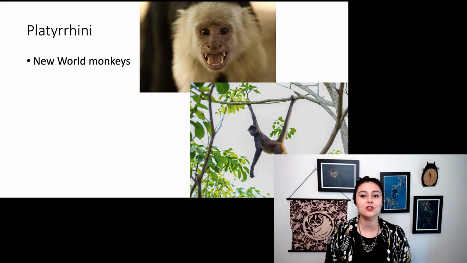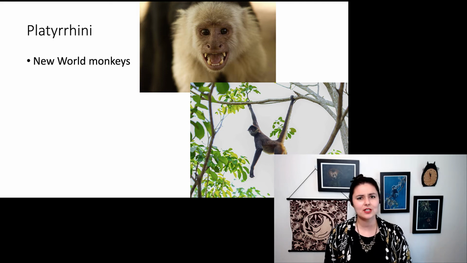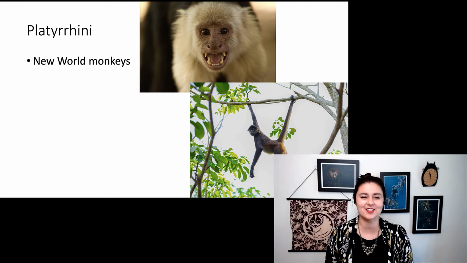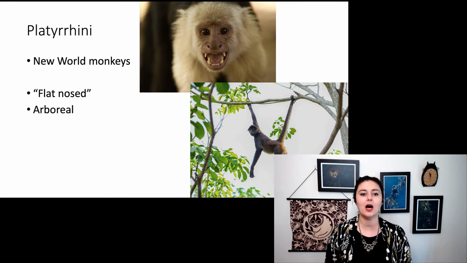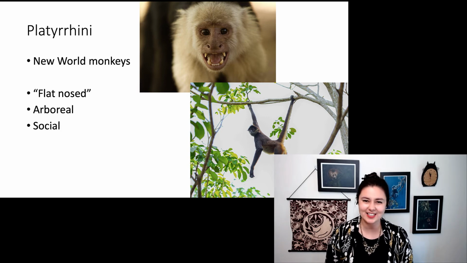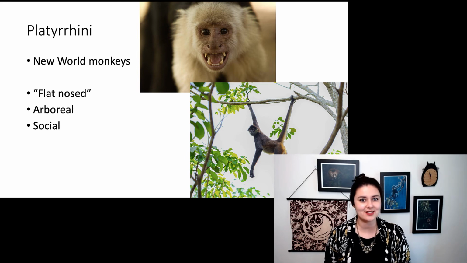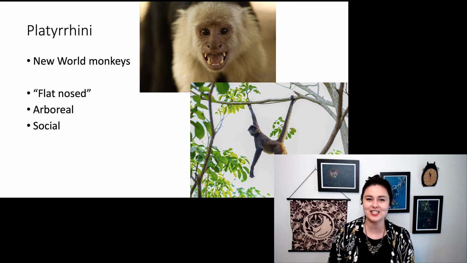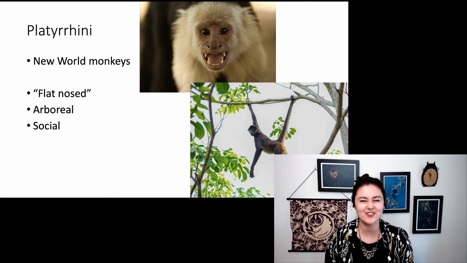Platyrrhines means our New World monkeys. Rhine means nose. Whoever named a lot of these groups really like to define things based on noses. These guys have flat noses. You can see their nostrils are kind of pointing out to the side because that is flat. Most of these guys are arboreal. They live in the trees, and they're highly social. These are the monkeys. Some of them have these prehensile tails. They're spider monkeys, the atelids. So if you've ever seen one of those, that's where they come from.